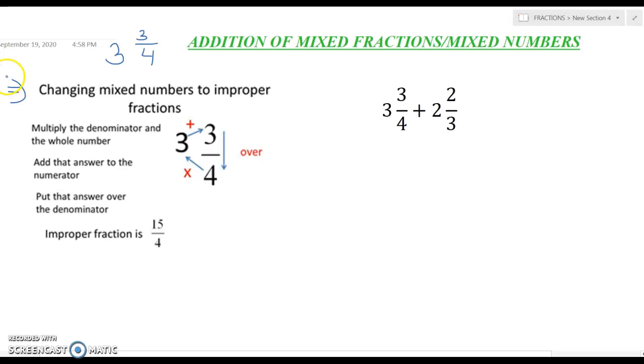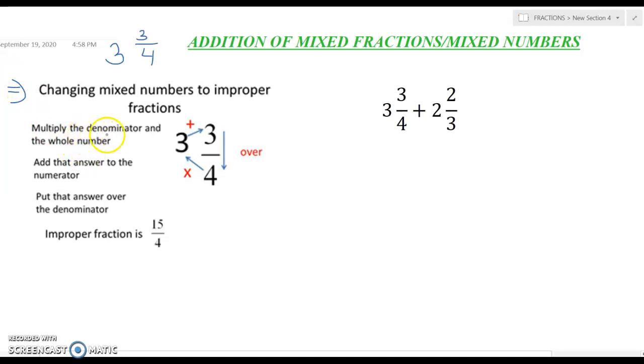Yes, you can do it by adding the whole numbers and then working separately, but the way I'm doing it here, I'm telling you all to always change to improper fractions, and then it's going to work as normal after that, right?